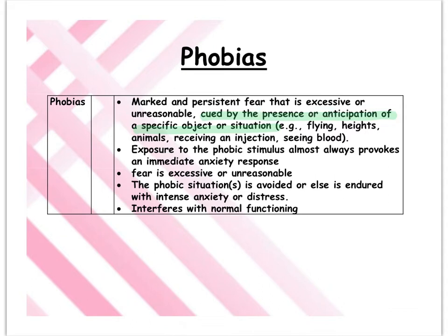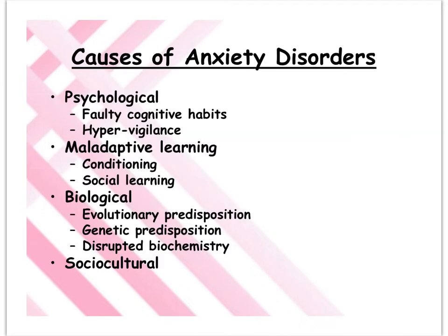So the more you can overthink something, the more you can get into your head and imagine worst case scenario things, the more likely you would have trouble with a phobia. So some of the causes of anxiety disorders in general, starting with the psychological causes, you have faulty cognitive habits. This can make you more prone to fear, overthinking something, really strong imagination, that sort of thing, and also hypervigilance. So again, constantly scanning the environment for signs of danger and ignoring signs of safety.